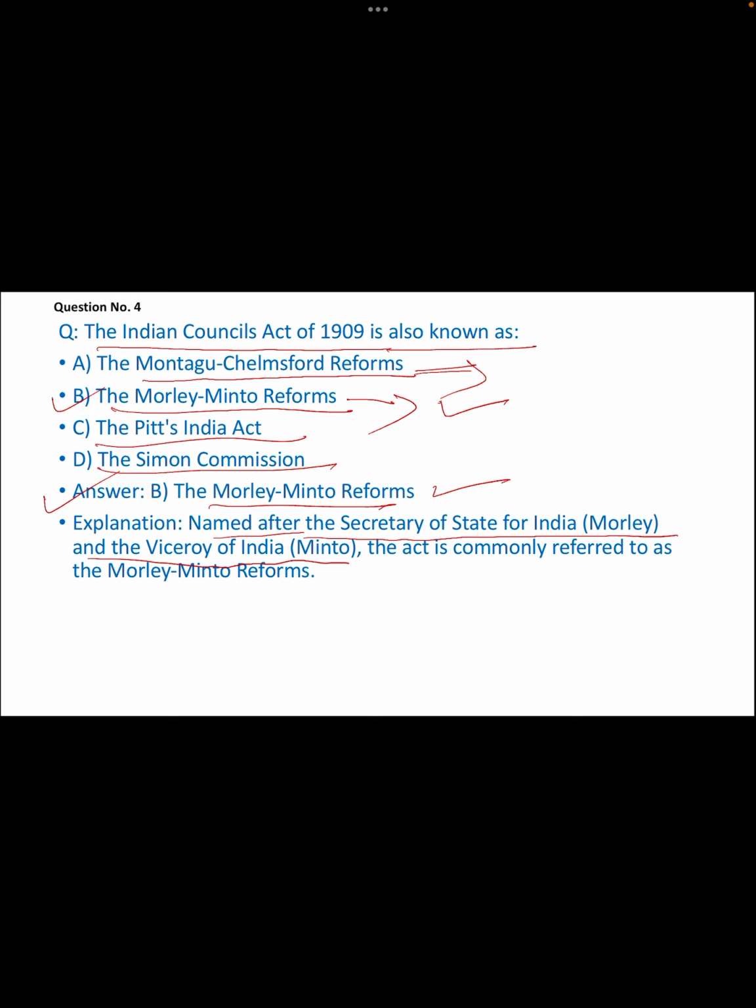So this Indian Council Act of 1909 is also known as Morley-Minto Reform, which introduced separate electorate, and also introduced some elected elements in the legislative council. So this is also known for the introduction of certain electoral elements into the legislative council.